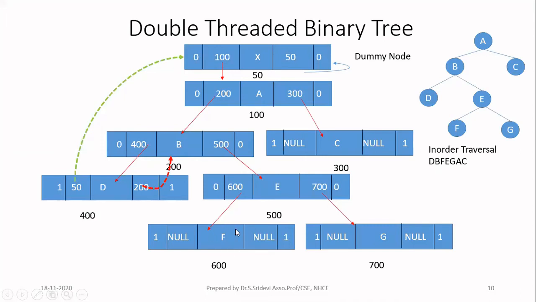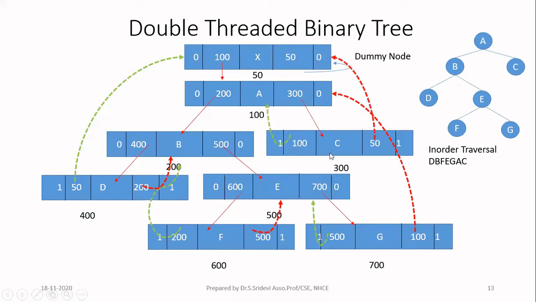Now let us consider F. For F, the in-order predecessor is B. The address of B is 200, so I am storing that here. And the in-order successor is E. E is available at the address 500. That is stored in the right pointer. So I have replaced both the null pointers now. Now let us focus on node G. For node G, the in-order predecessor is E, which is available at the address 500. So I am storing 500 in the left pointer. And the in-order successor for G is A. It is available at the address 100. So in the right pointer of G, I am storing 100.